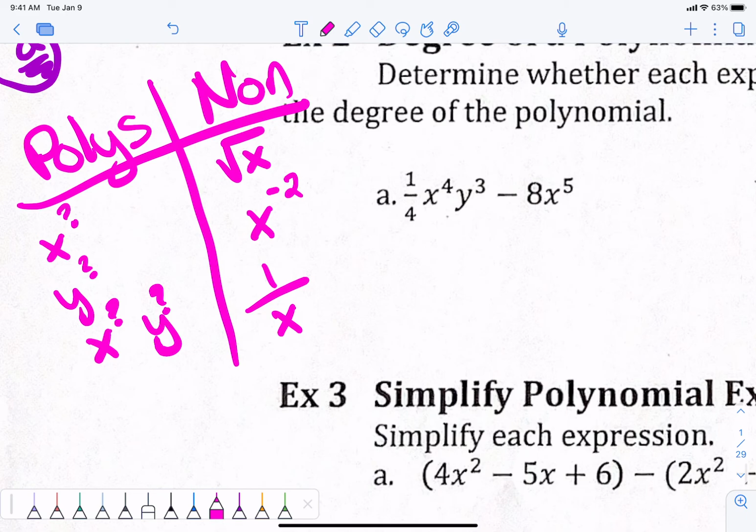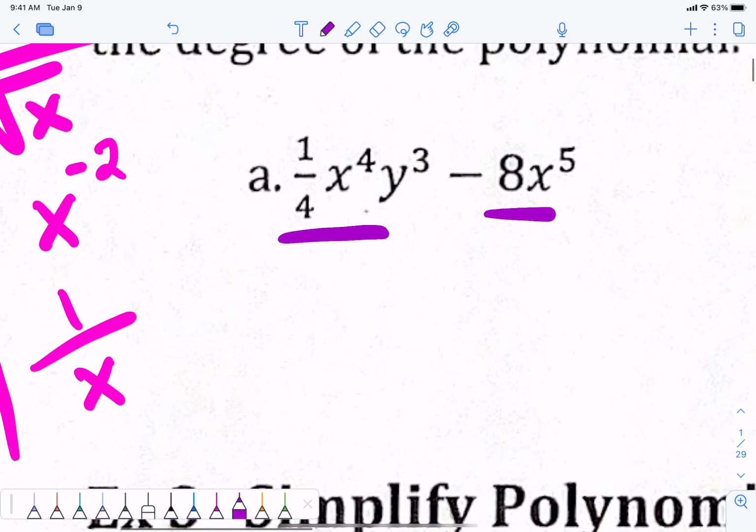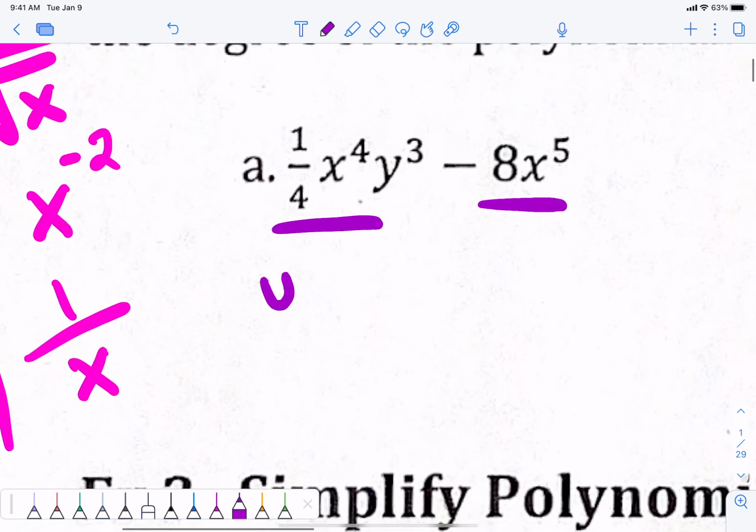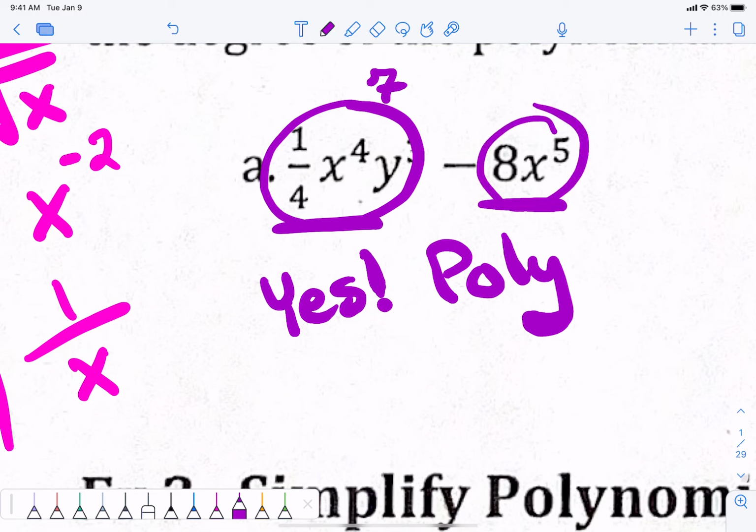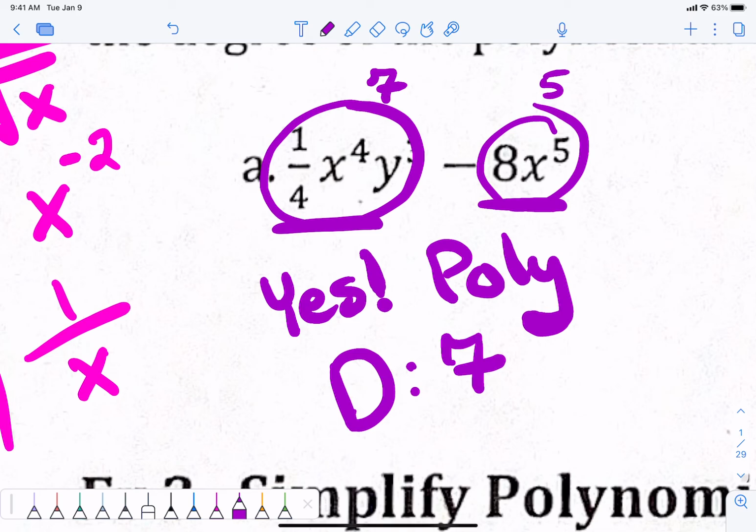So part A, is this thing a polynomial? How many pieces does he have? 2. Is he a polynomial? Yes. Of those 2 pieces, what is the degree of this first piece? 7. What's the degree of this guy? 5. So what's the overall degree? 7. It's the highest one, right? So yes, he's a polynomial. He is of the 7th degree.